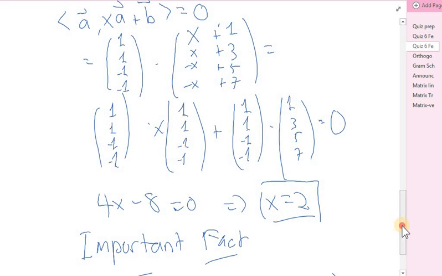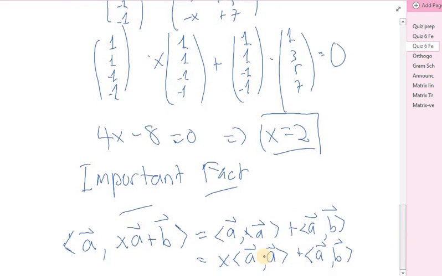So again, the important fact is that a with xa plus b is equal to the inner product of a with xa plus the inner product of a with b. And I can pull the x out in the front to get x times the inner product of a with a plus inner product of a with b.